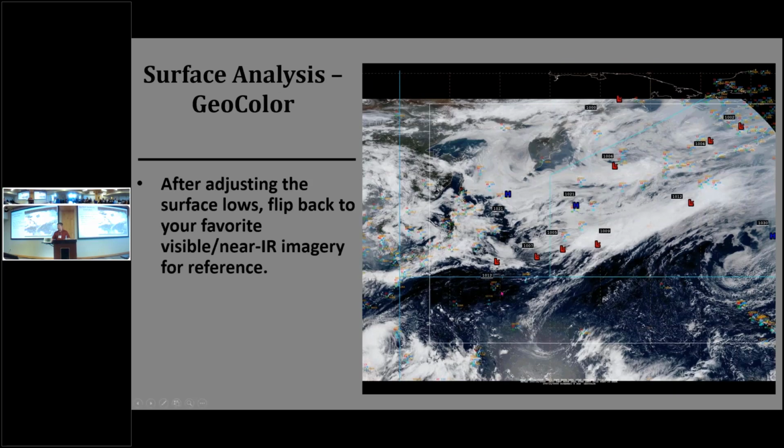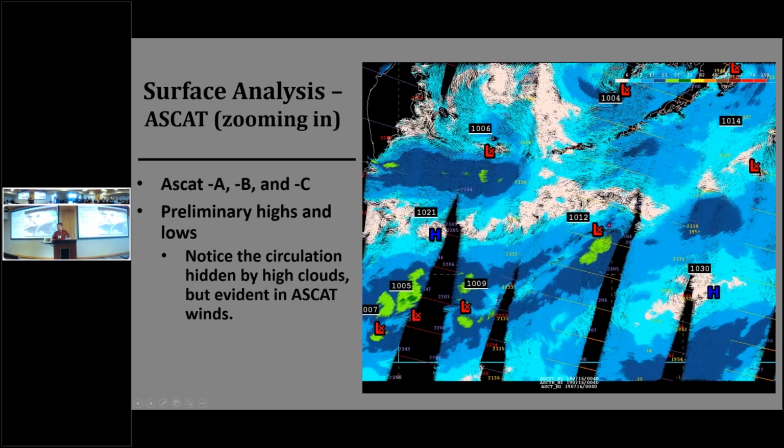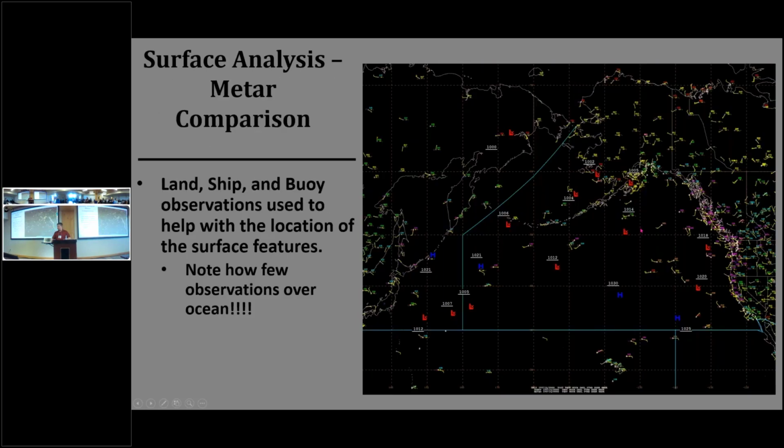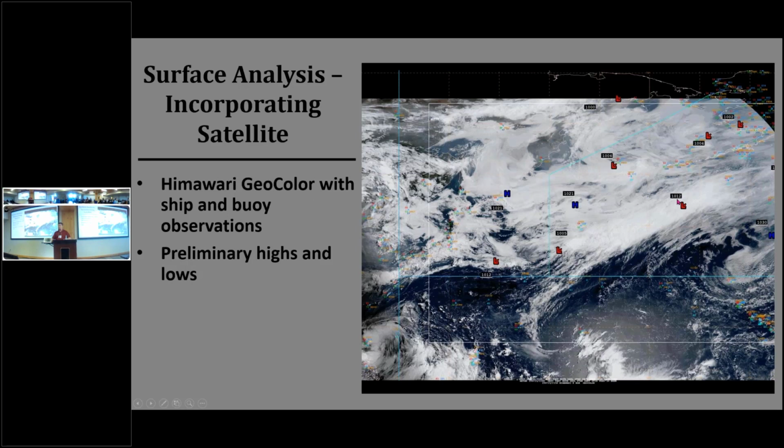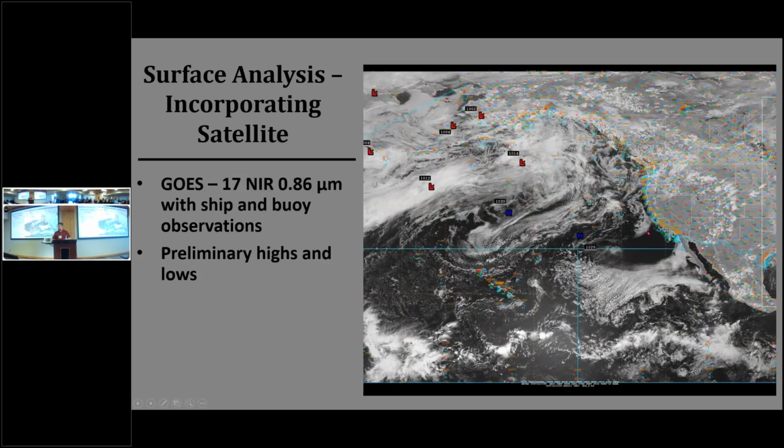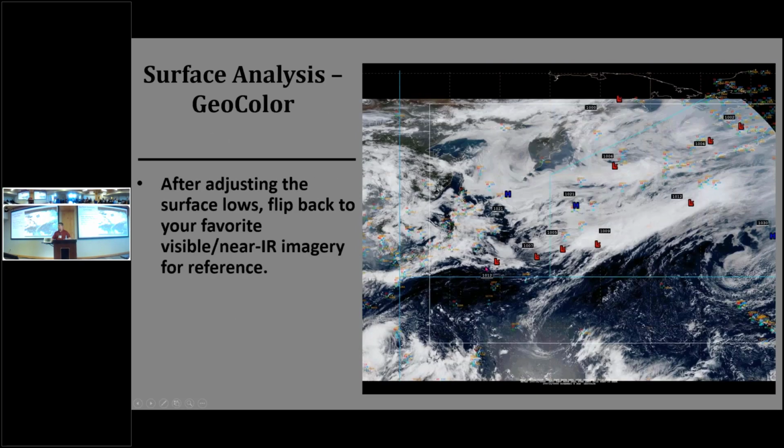Again, we can go back to the imagery and you can see how things have changed from just a few spotty lows in this baroclinic zone to then all of a sudden you're getting lows popping up all over the place.